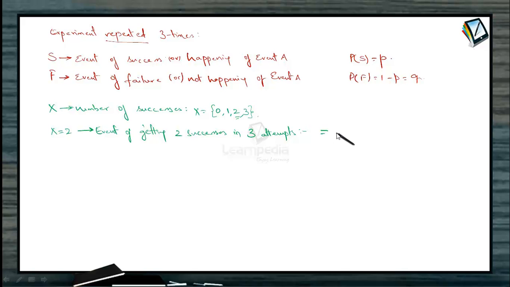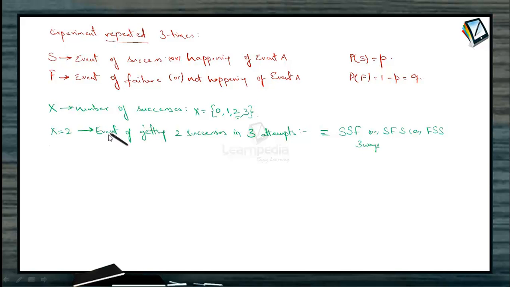So what are the different possibilities of getting 2 successes in 3 attempts? Maybe the first attempt is a success, second attempt is also a success, but the third attempt could be a failure. Or what is the other possibility? Maybe the first attempt is a success, second attempt is a failure, and third attempt is a success. Still we have 2 successes in this case. Or the first attempt results in a failure, not happening of the event A, but the second and third attempts might result in a success. So if you look at it, this is possible in 3 ways.